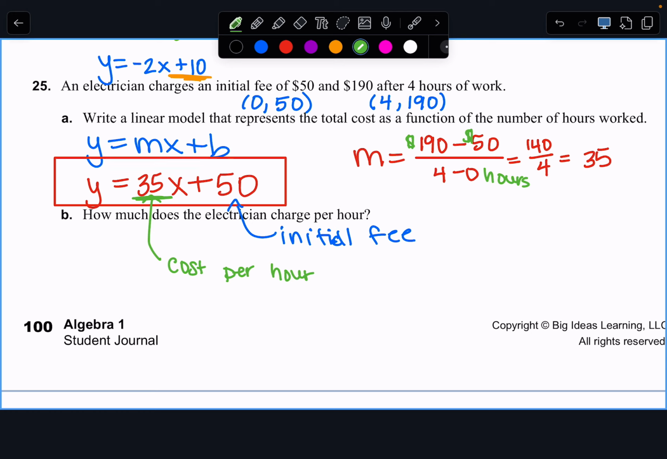But you know what I love about this? There's literally nothing new. We just did things in a different order to get y equals mx plus b. I like that.